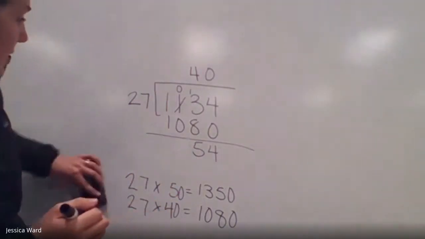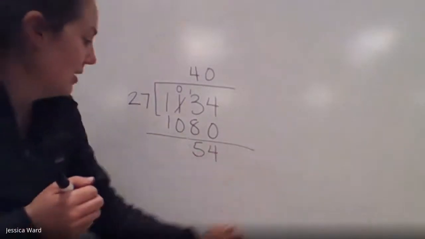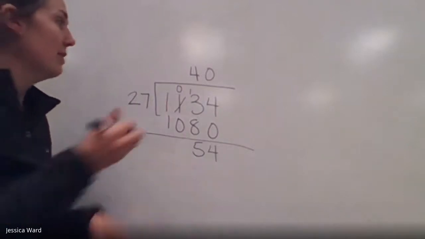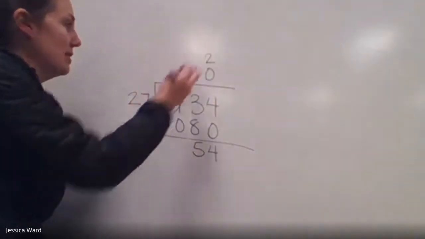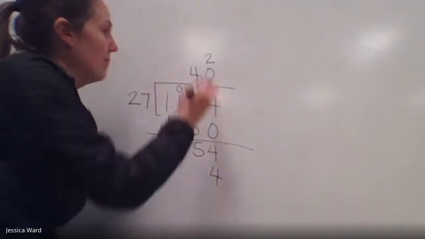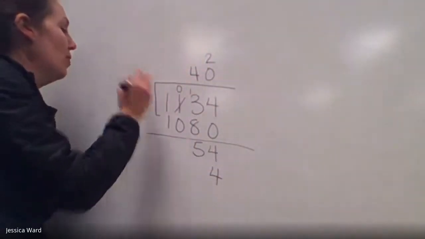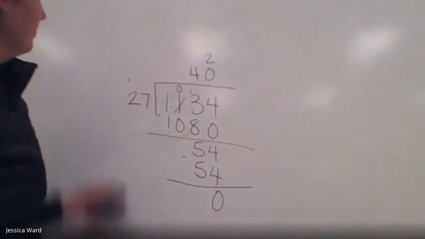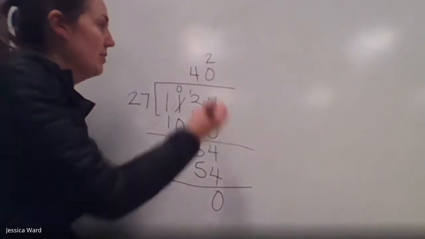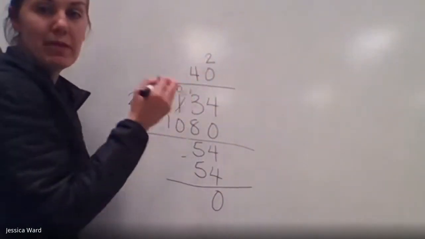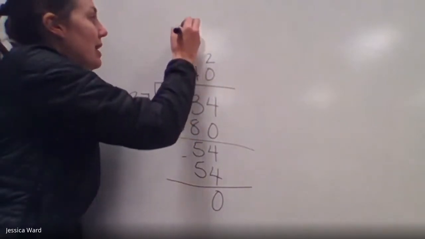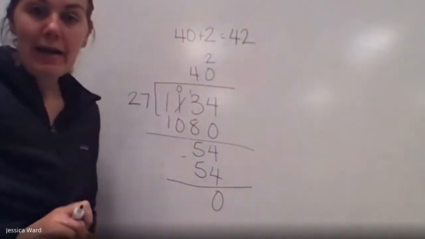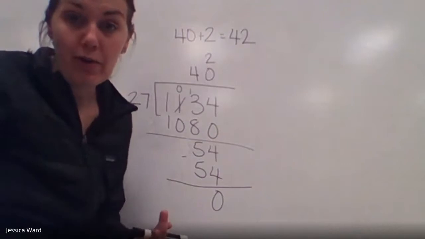So now I need to think about what number times 27 is going to get me 54. Well, I know that 25 times 2 is 50. That's pretty close. So let's try 2 times 27. 2 times 7 is 14. 2 times 2 is 4, with 1 more makes it 5. I get 54 exactly. So now I have 40 plus 2 as my partial quotient. When I add those together, 40 plus 2, I get 42 as my final quotient.